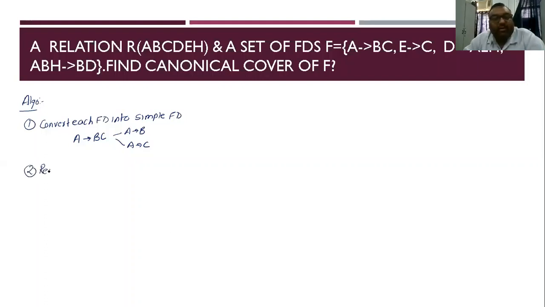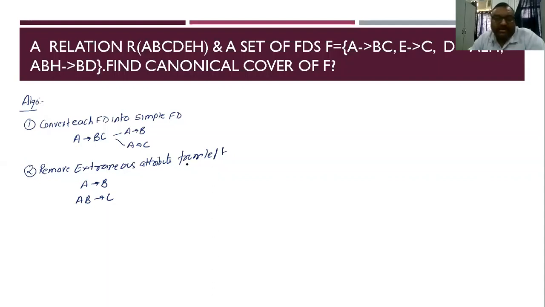The second is remove extraneous attribute from the left. What does it mean? Suppose A determines B is given to you and AB determines C is there. Extraneous attribute from the left means if it is possible, then remove the extra attribute from the left hand side of the FD. Like over here, A determines B is there, so in the left hand side only a single attribute, so no need to do anything.